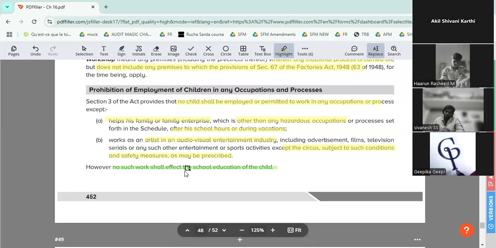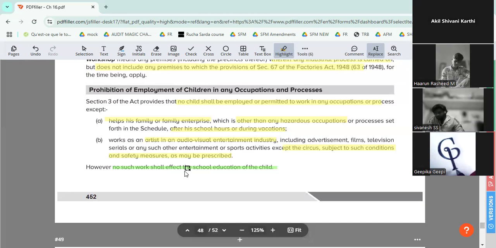Okay, so a child can work in only two cases. He can help his family or family business after school hours or during vacations, provided the family business is not dangerous in nature. Or he can be a child artist in the audio visual entertainment industry. That is, he can act in movies, he can act in television, he can act in advertisements, or he can be part of any sport activity, but he cannot be part of circus. If he is acting, then that particular industry has to take adequate safety measures for a child on set. Clear? This is your section 3.